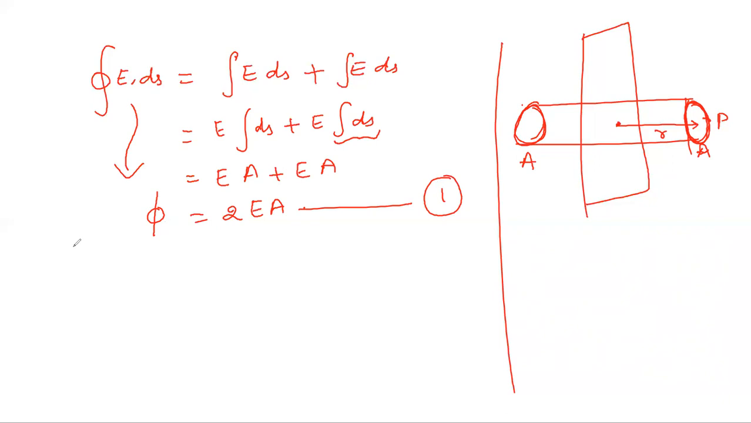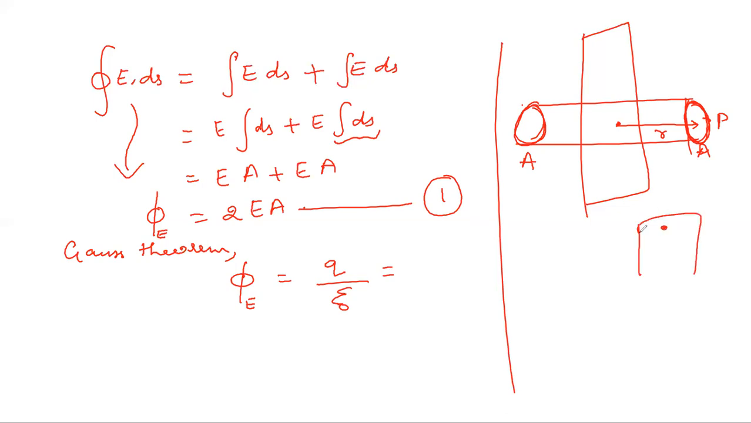Okay. Next, using Gauss theorem, what do we know? Using Gauss theorem, we know that phi E, that is electric flux, is equal to Q by epsilon naught. And since this Q is not a point, it is distributed all over the surface, here, here, here, everywhere Q is distributed, I will use sigma A instead of Q. So here I have to write sigma A by epsilon naught. Already I have said why we will use this. So this is equation 2.